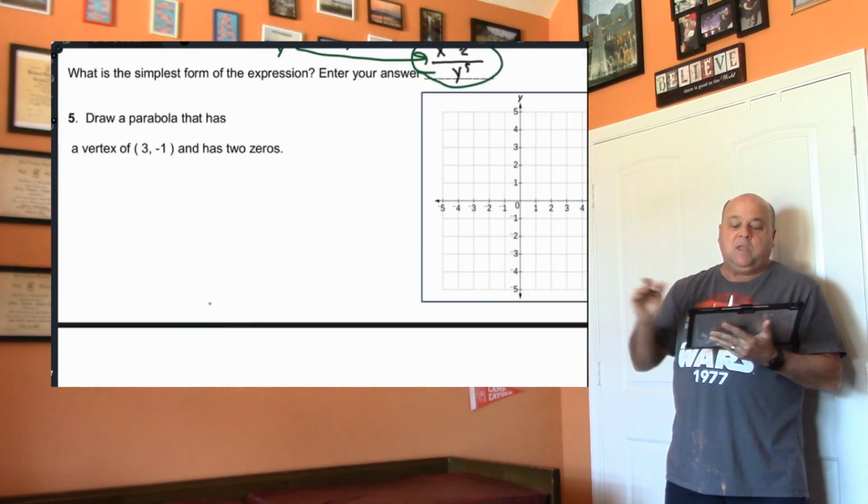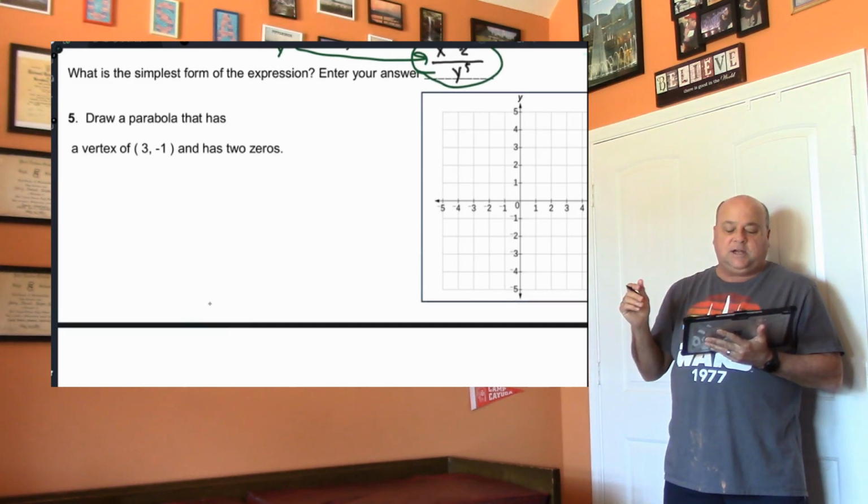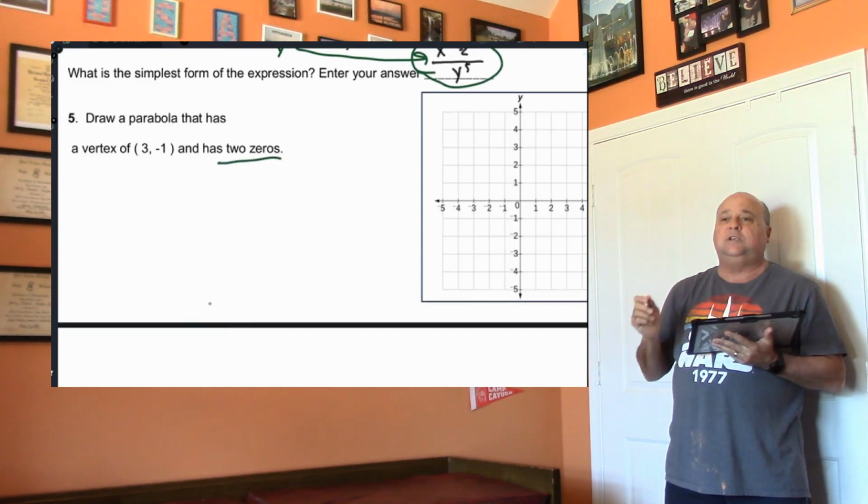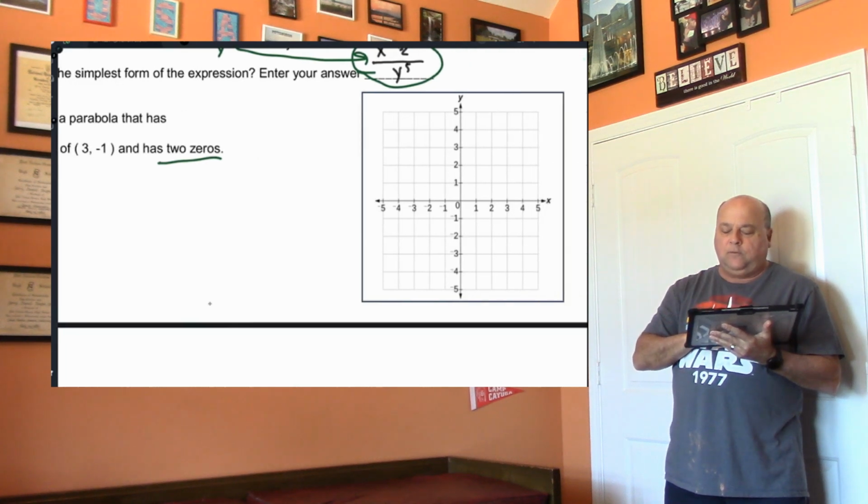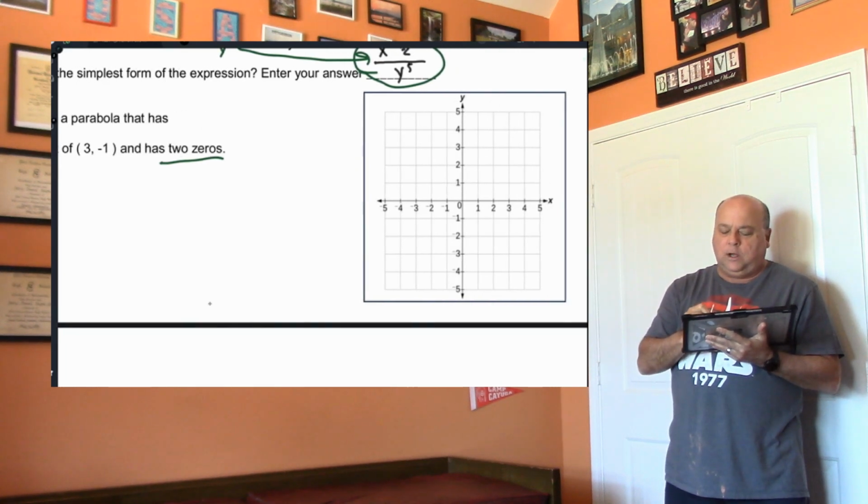Fun, fun, fun. Draw a parabola that has a vertex of 3, -1 and 2 zeros. Okay, so we're going to go over here to 3, -1, which is right here.